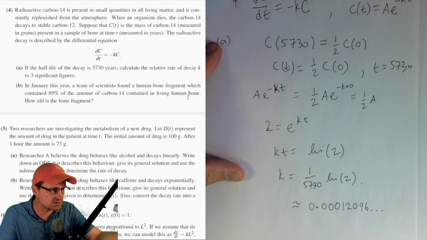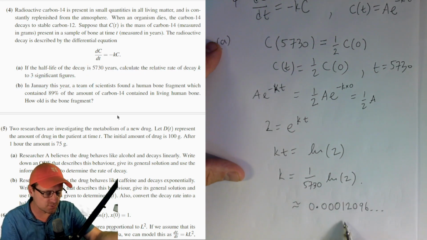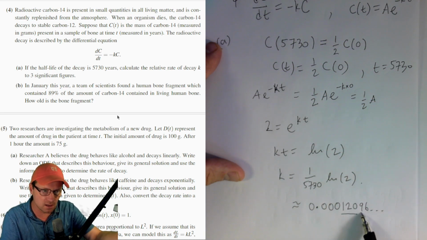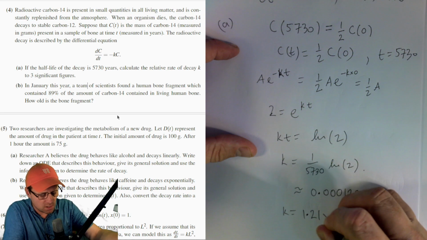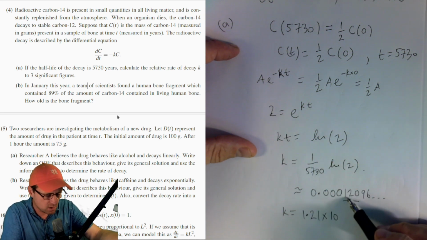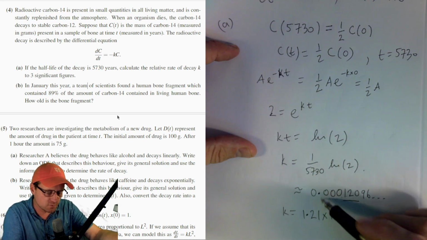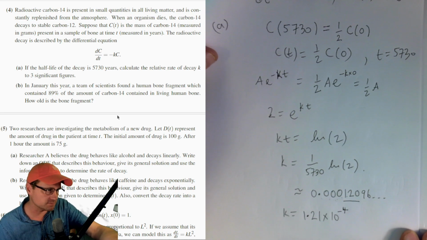Okay, but we want to write this to 3 significant figures. So let's go back to the question. 3 significant figures. There we go. So writing this to 3 significant figures, we would just take the first 3, rounding that fourth one up. k equals 1.21 times 10 to the power of minus 4, because this is 4 decimal places over: 1, 2, 3, 4. Okay, there we go. So now we've done question 4a.